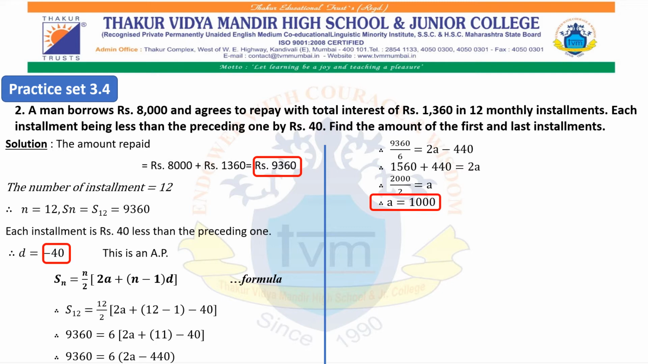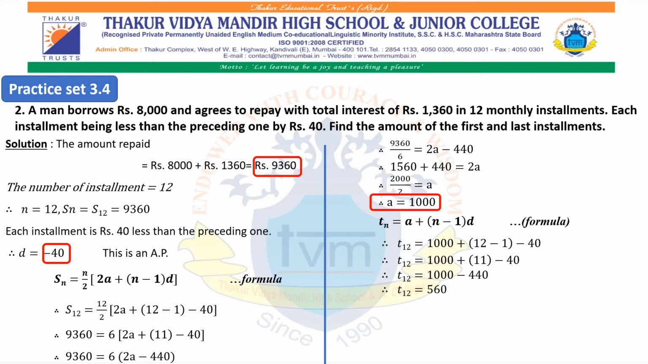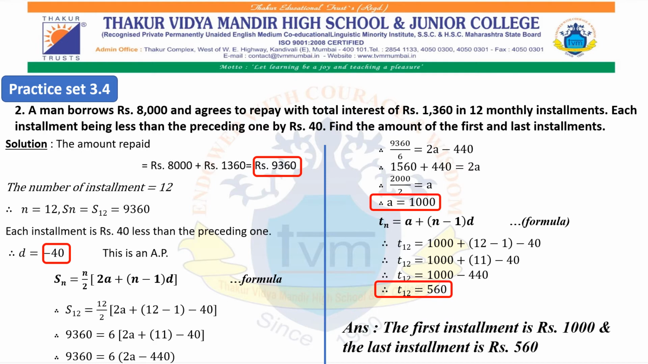Now we have to find out T12. We can apply the formula of Tn. We should know the value of a and d, which we know. Therefore directly we can apply the Tn formula. Tn will be substituted by T12, a by 1000, n by 12, and d value is minus 40. After solving this we will get the value of T12, which is 560. Means the first installment is rupees 1000 and the last installment is 560 rupees.